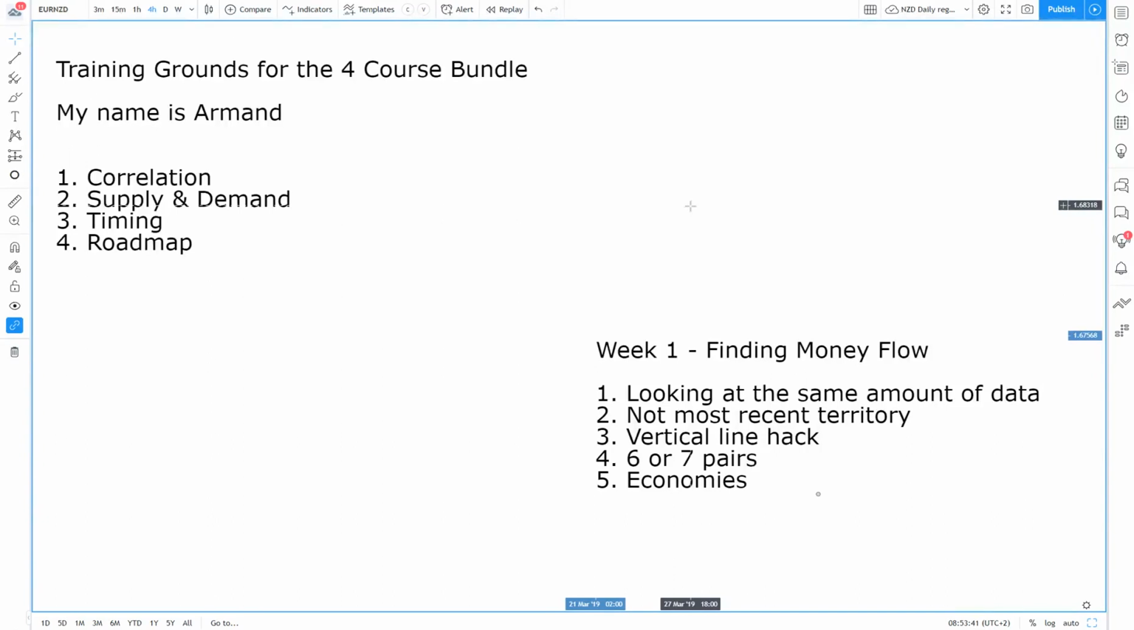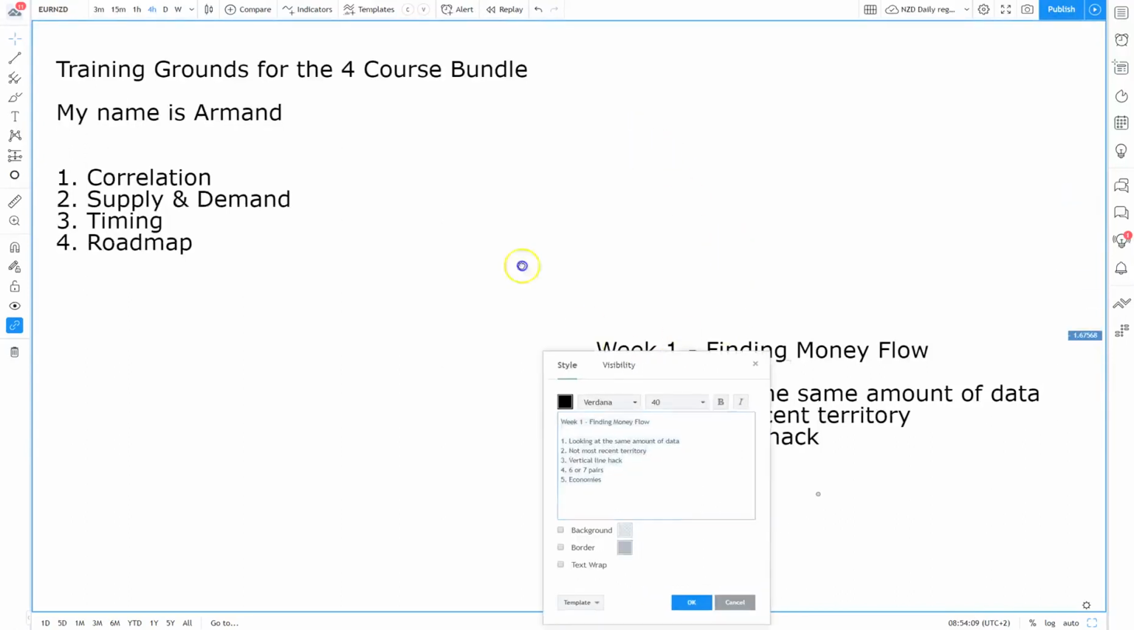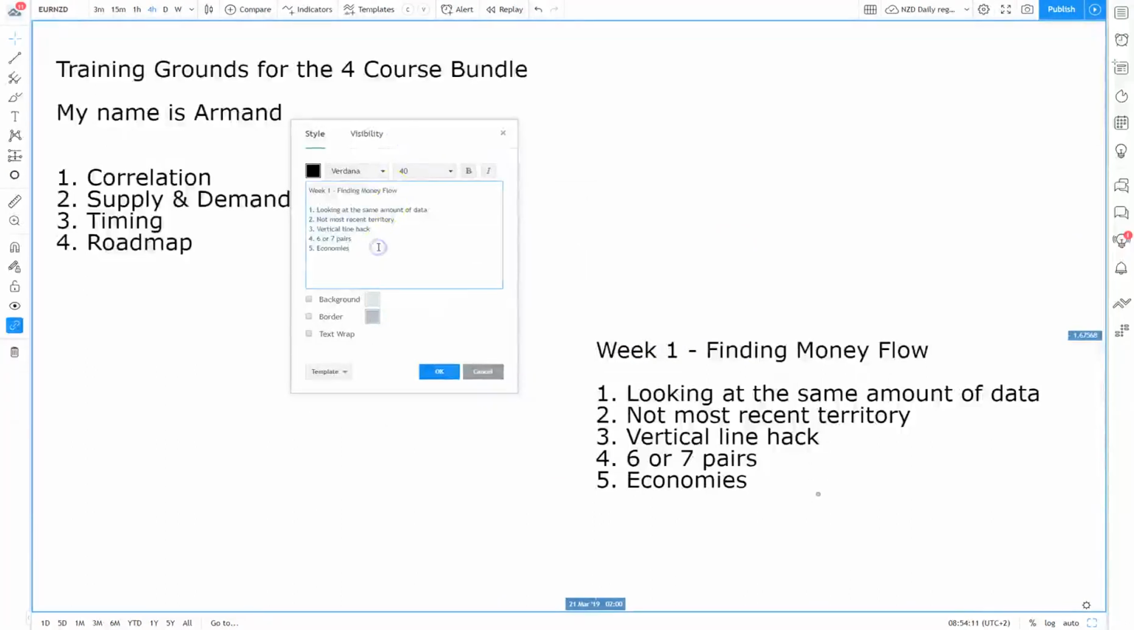The vertical line hack, well, I've almost shown it already, but that is very much related to looking at the same amount of data. But as I said, in the examples I will go over that and how I use that. Then we get some questions every once in a while about what is strong and what is weak when people have 6 pairs or 7 pairs. So I can be very short about that, and I'll update it in the text as well. I'll put it all the way downstairs.